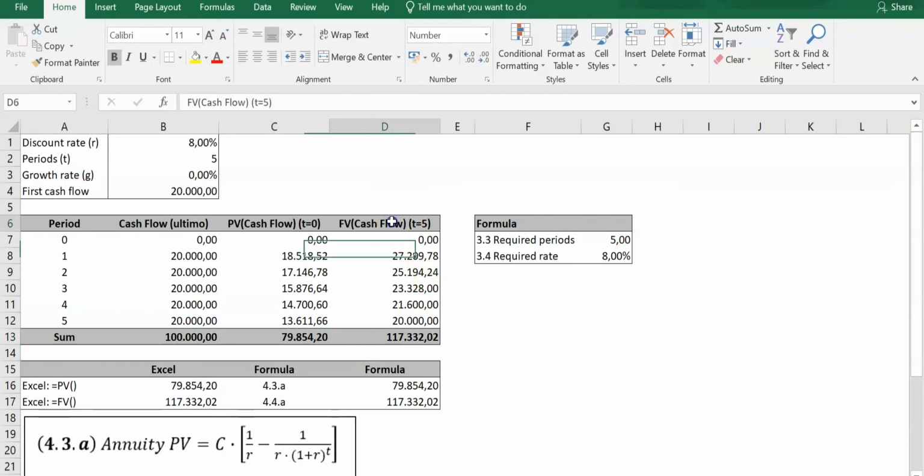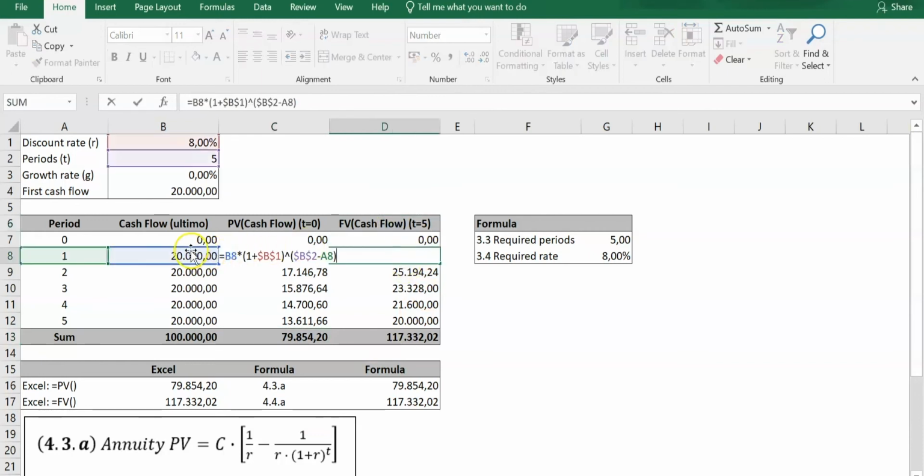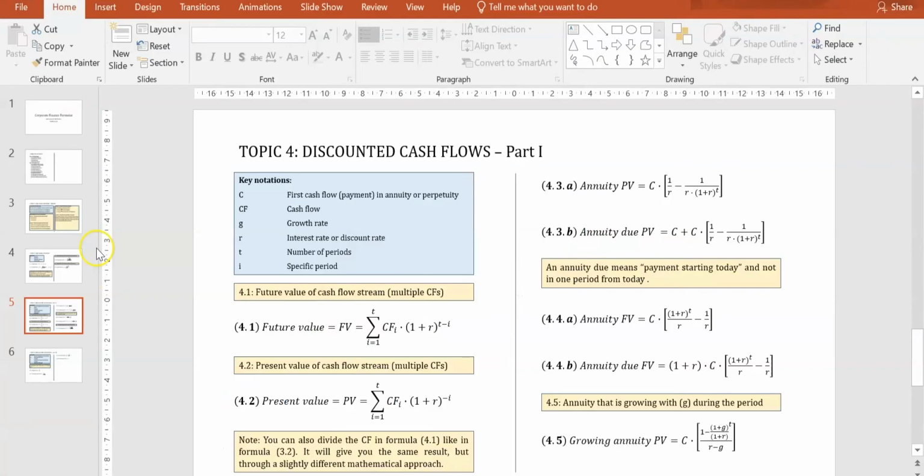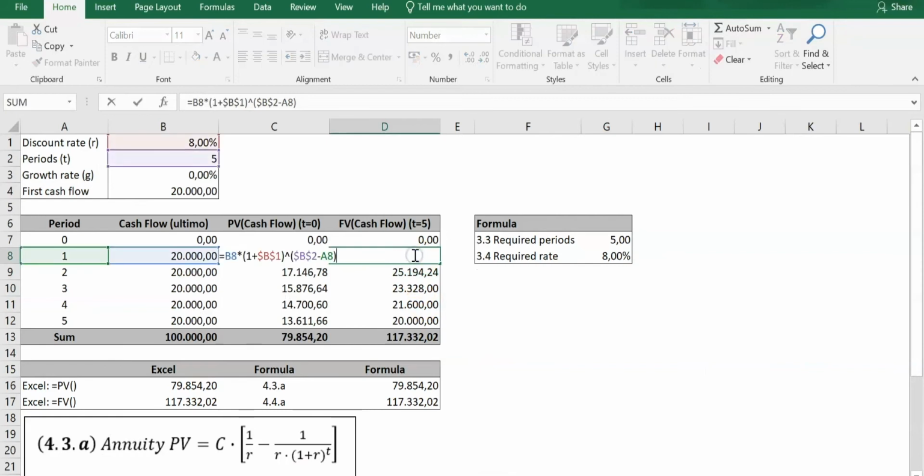Furthermore, I could do the same for future values, so you can see here that this is the 20,000 compounded forward with 1, 2, 3, 4 years. You can see that I have used the T minus I that comes from our formula. Let me just show you. So this one here, the future value of a cash flow stream, you can see that 5 minus 1 gives me 4 periods, and that is what I have used here.